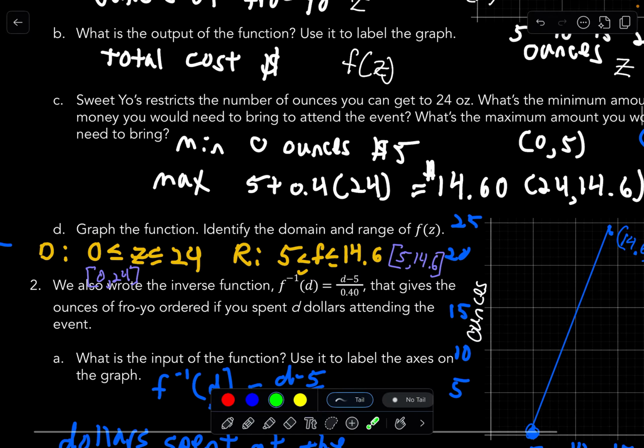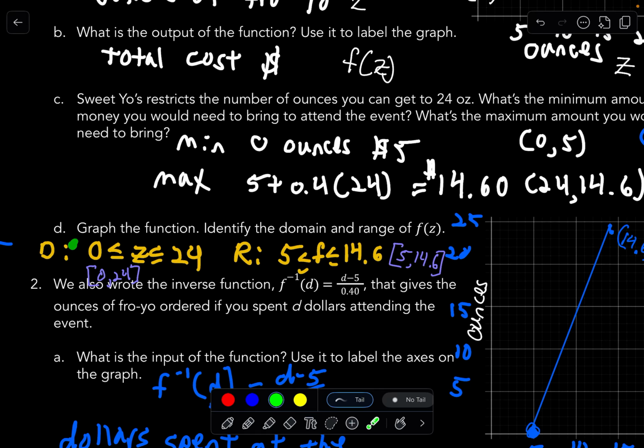So the domain can be written as a compound inequality like this: z is greater than or equal to 0 and less than or equal to 24, written as a compound inequality. All right. And the range: we begin at 5 and we go up to a max of 14.6. So we have this compound inequality.